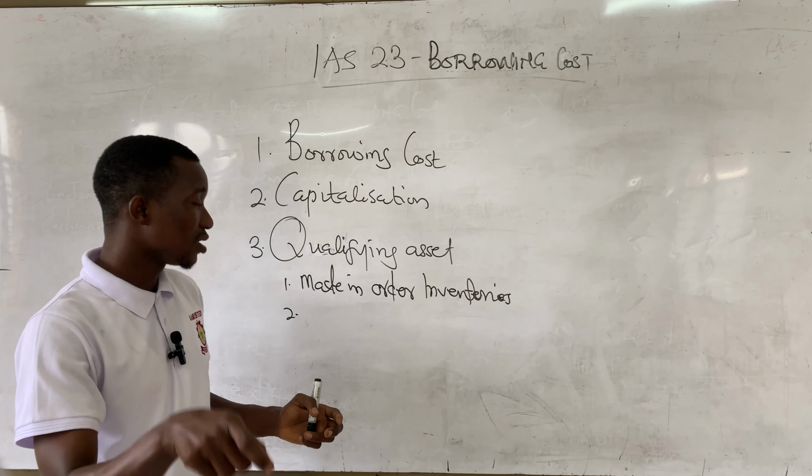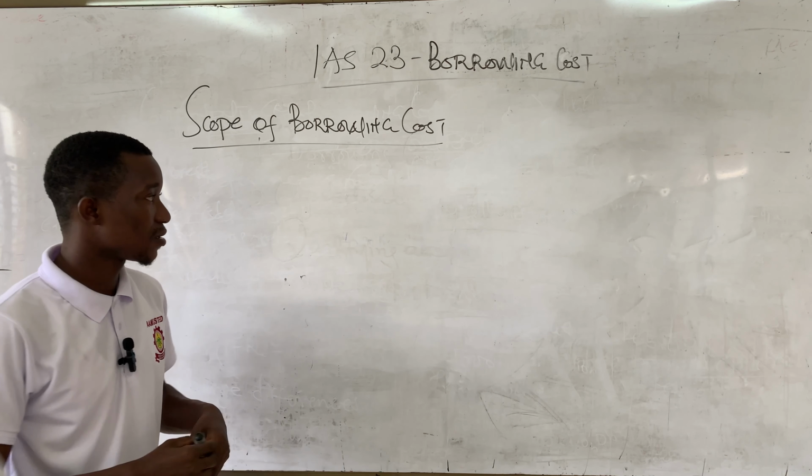So these are the three basic terms I want you to understand. Is that okay? After looking at these terms, I want us to look at the scope of this standard, the scope of borrowing costs. Before we look at the scope, I want you to understand this. A business can raise money to finance its projects in different ways.